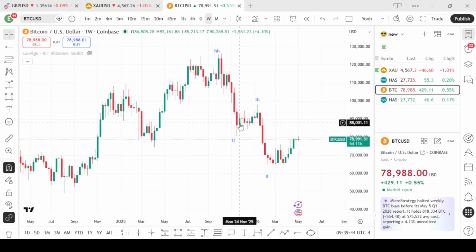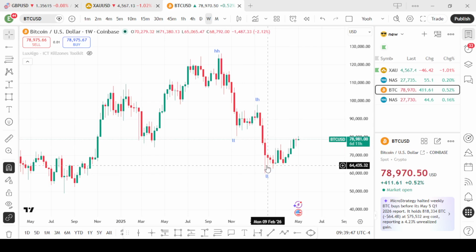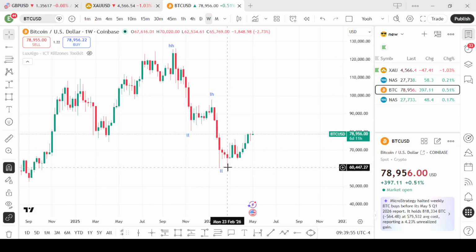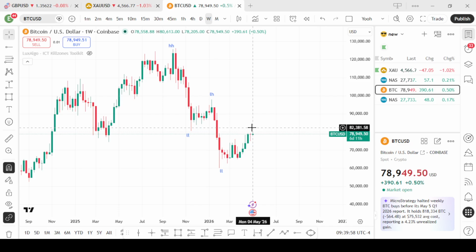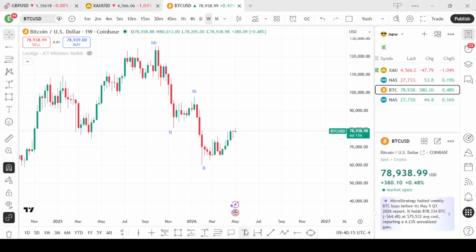So on the weekly, we can see that we've already formed our indication. This is our indication. We are currently in a correction phase. And once the market structure shifts on the 4-hour, we can look for sales. So this is our indication, this is our correction.